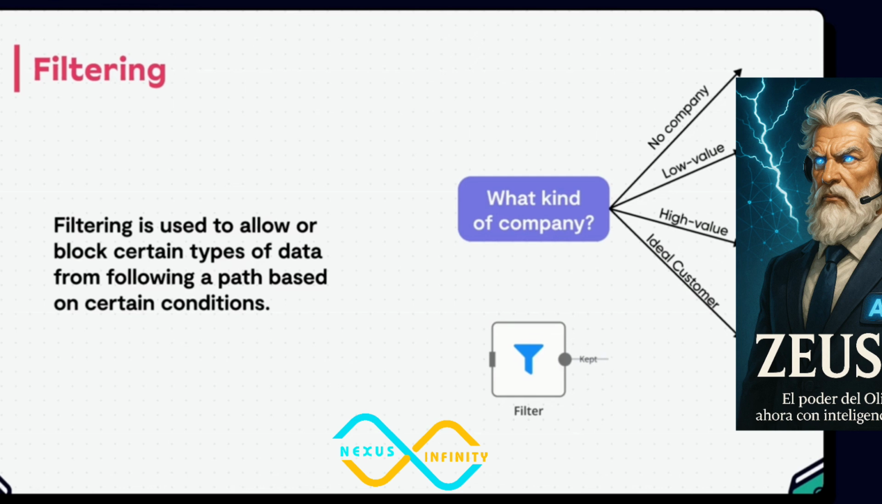Underneath, you can see the filter node in N8N. The filter node allows you to, as its name indicates, filter data based on predetermined conditions. So here, for example, we could say if we had no company, then we wouldn't continue the workflow because there is nothing to do if we have no company.